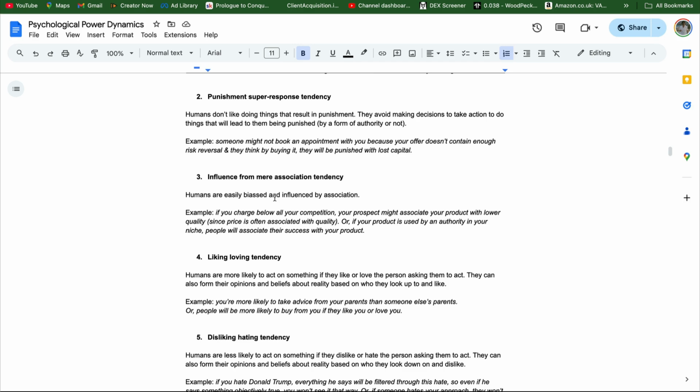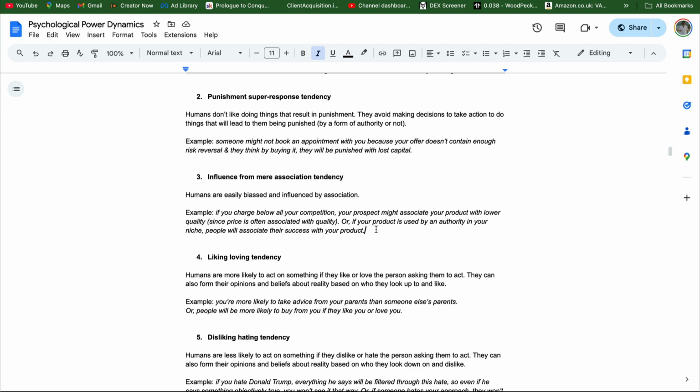Influence, right? Number 3, influence from mere association tendency. Humans are easily biased and influenced by association. So example, if you charge below all the competition, your prospect might associate your product with lower quality, since price is often associated with quality. Or if your product is used by an authority in your niche, people will associate the success with your product.